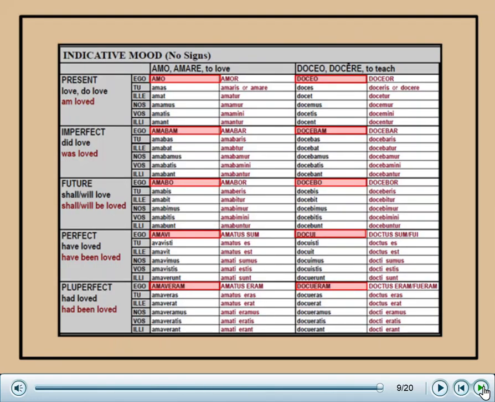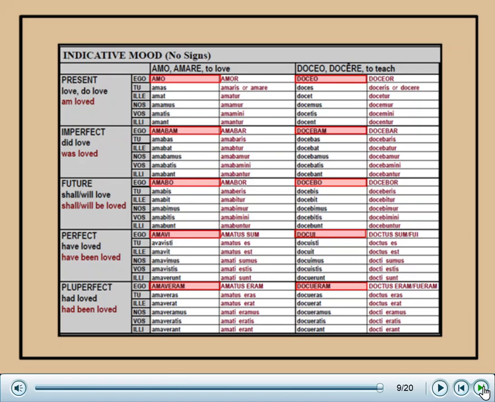Now let's pause and take a look at what we've learned so far. You can see here in this chart that you've learned the first person singular forms for the indicative mood of the first and second conjugation. You've learned amo, amabam, amabo, amavi, amaveram. And you've learned doceo, docebam, docebo, docui, and docueram.